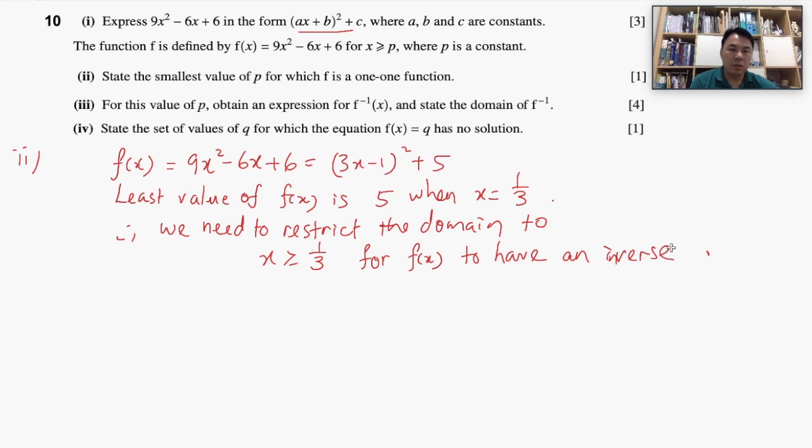Okay, hold on, just let me clean that up. For f(x) to have an inverse.